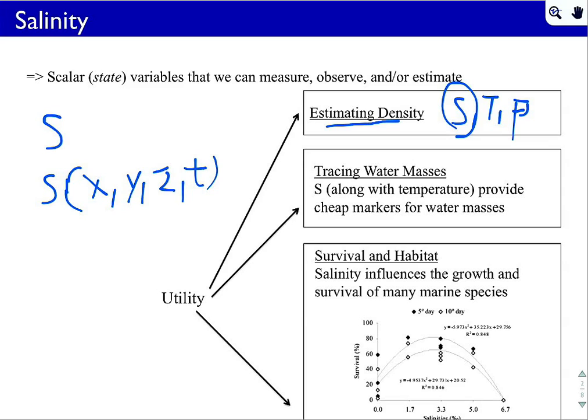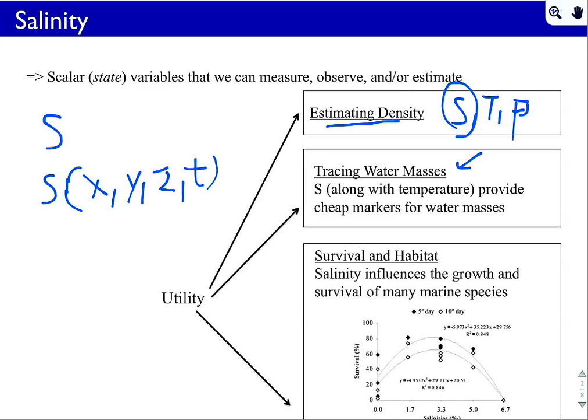The second reason is tracing water masses. There are large swaths of the ocean where salinity varies quite slowly, and in those we can track a particular water mass and even estimate the mixing between two or more water masses by looking at the salinity and how it changes over time.